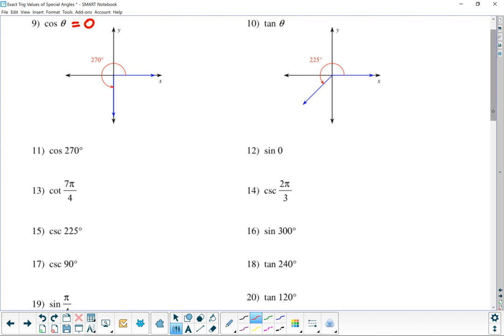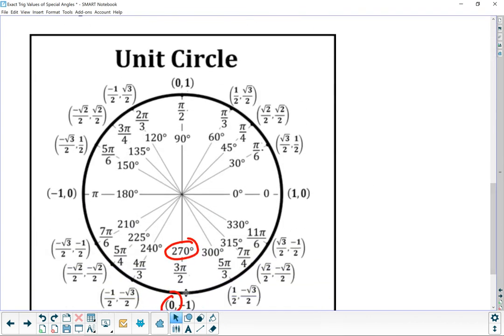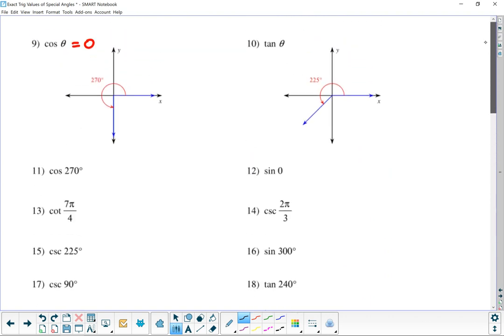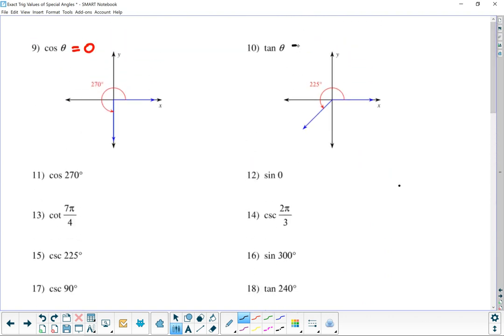Tangent of 225 degrees. So 225 is right here. And tangent is going to be the y value divided by the x value, or the sine divided by the cosine. So I'm going to write that down. Tangent of 225 is going to be the y value, which is negative radical 2 over 2, divided by the x value, which is negative radical 2 over 2. Wow. This makes 1 because it's the same thing divided by each other. So tangent of 225 degrees is 1.